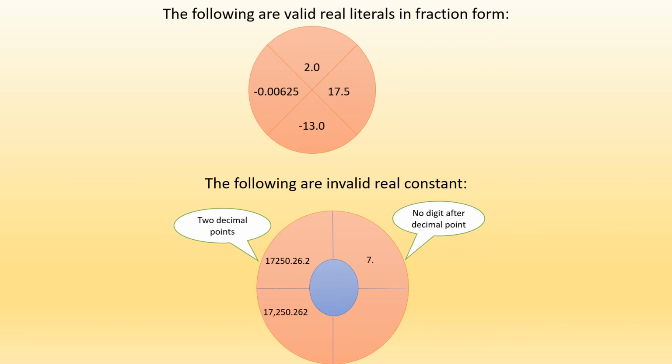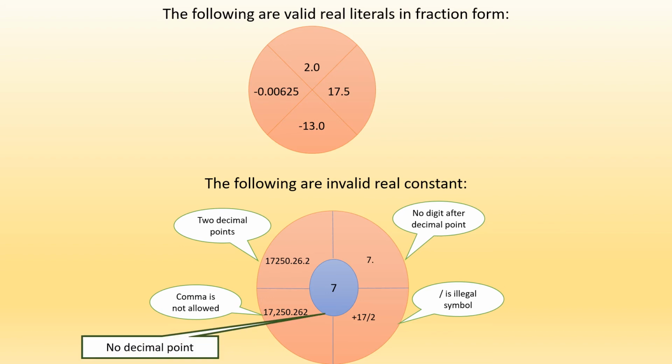Next one is 17,250.262. We have already gone through the rule that commas are not allowed. So this is also invalid. Plus 17 by 2. This slash sign is also not allowed. Then we have 7, as there is no decimal point, this is an invalid real literal.